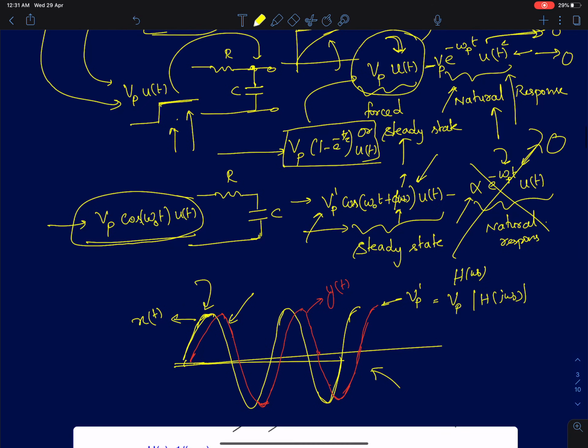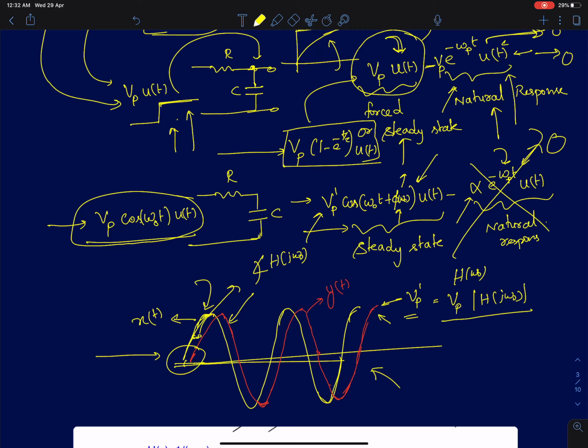So I've shown here in this graph both the input and the output. Here I've shown the amplitudes to be the same, but that will not be the case. So here for the red curve, that's your output. Your V peak, the peak value, should be Vp times mod of H of j omega naught. And then you see there is a phase difference between the two waveforms. That phase difference phi will be the phase of the transfer function measured at omega naught.